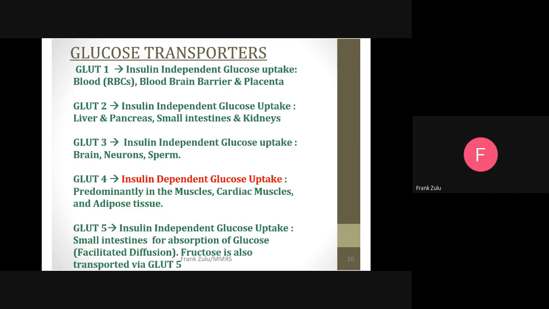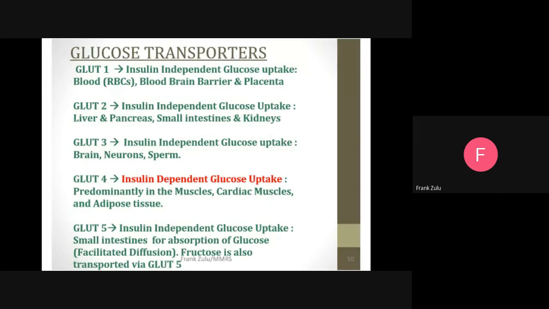On the apical side of the cells found in the kidneys, you have sodium glucose transporters. Then the basolateral side is where you have the GLUT2. So when the sodium glucose transporters in the kidneys get that glucose from the lumen, it goes into the cell, but it has to go to the blood via GLUT2. So these GLUT2s are also found in the small intestines, pancreas, and the liver. They are independent from insulin.